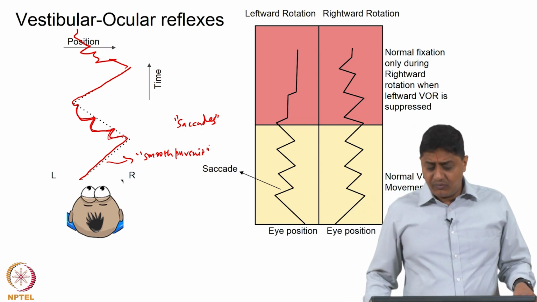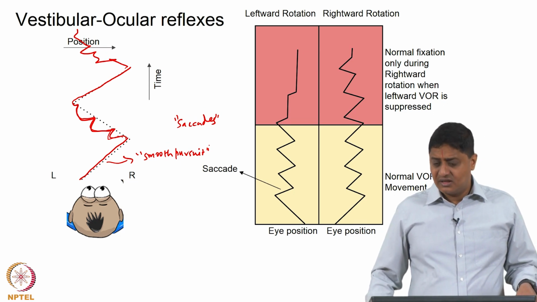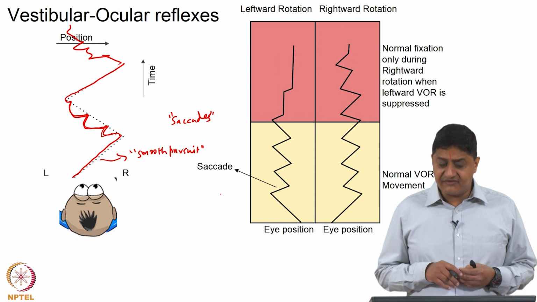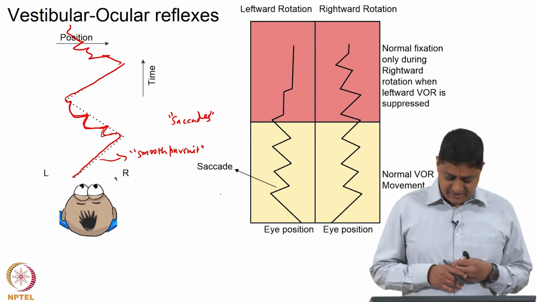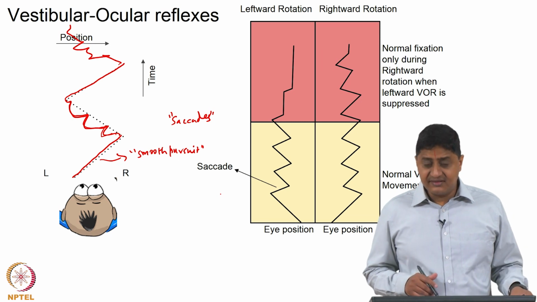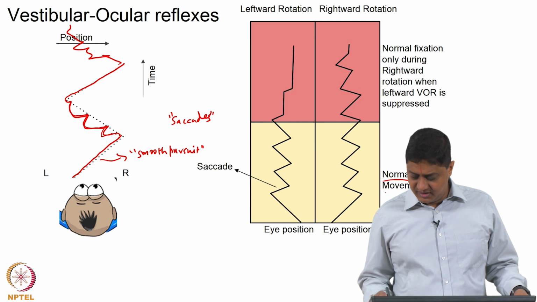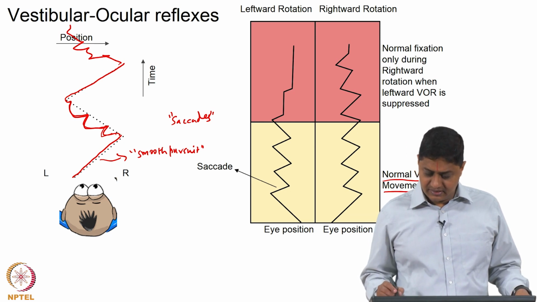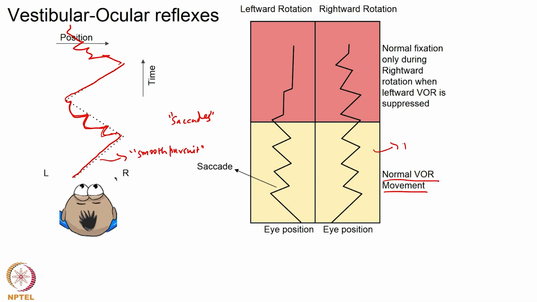Now, what happens when this person is asked to fixate on an object that is moving along with his head rotation? Say, for example, with a left-sided lesion of the vestibulocerebellum, the vestibulo-ocular reflex is relatively normal in the dark. This is in the dark actually.